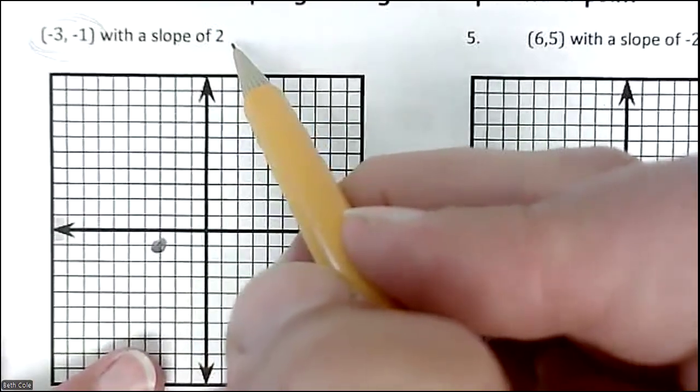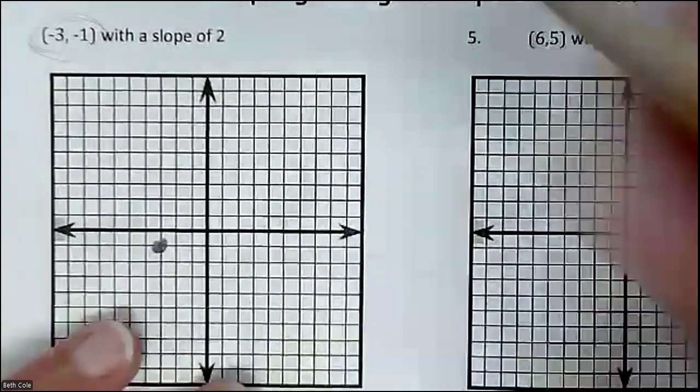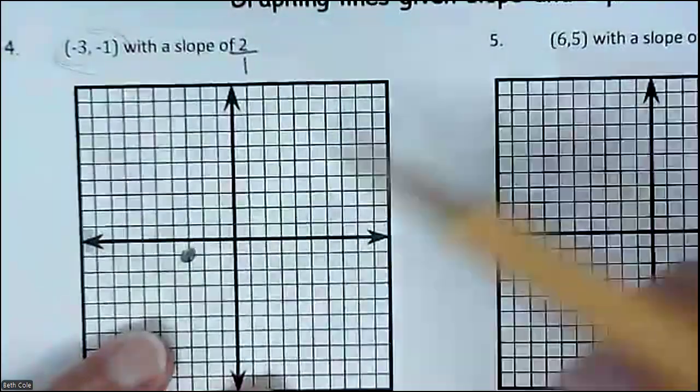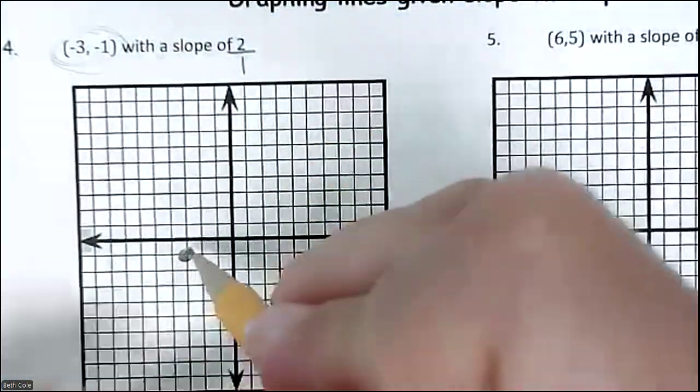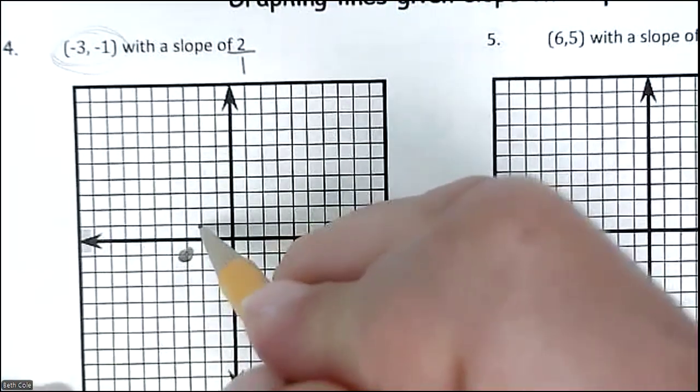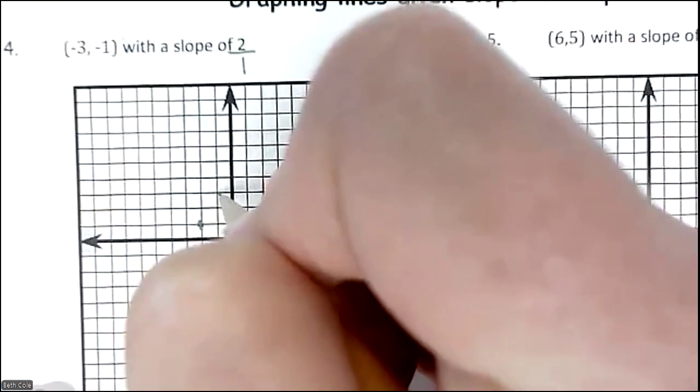When it's a whole number, that does confuse people. Oh, good job. If you put it over 1, it's up 2 over 1. So watch, from this point, you're going to go up 2 over 1, up 2 over 1, up 2 over 1.